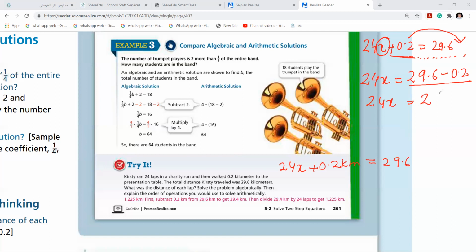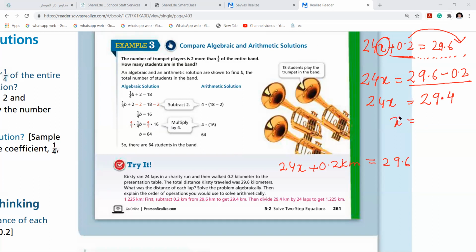I think it is 20. I don't have the calculator. Okay. By ourselves, we can know 29.6 minus 0.2 is 29.4. Who has the calculator? Now, next question.